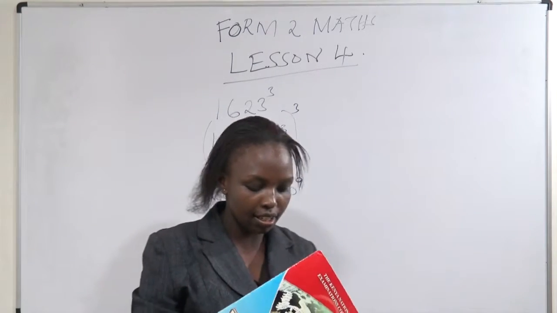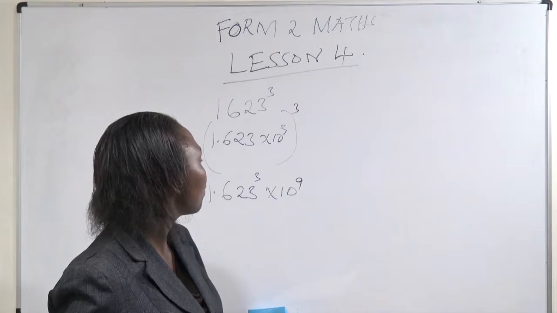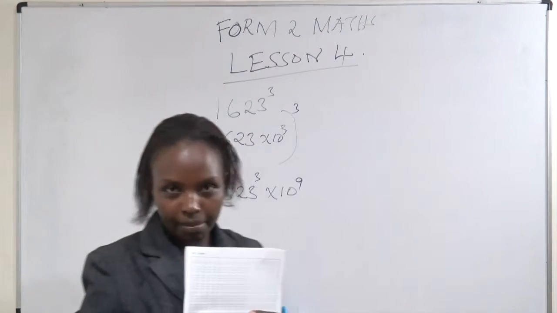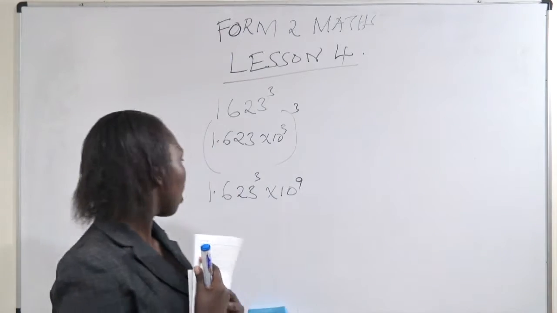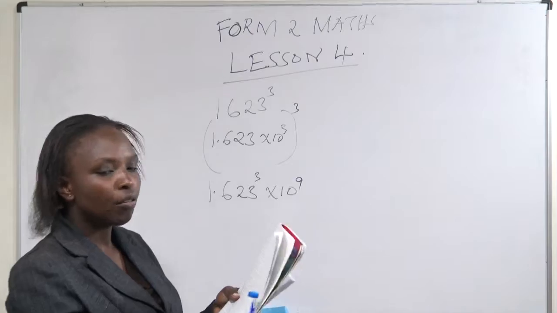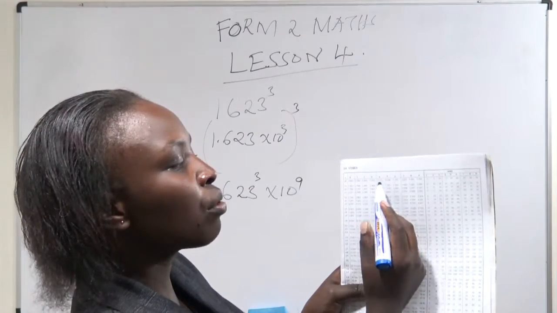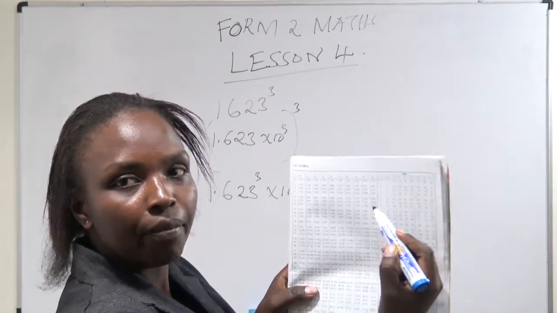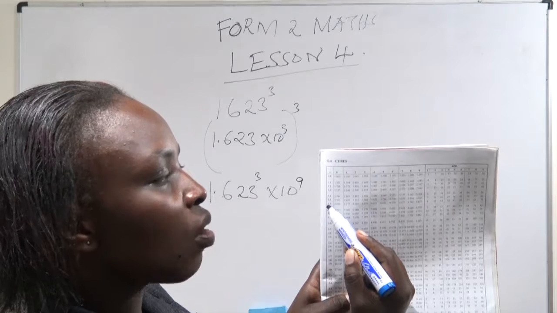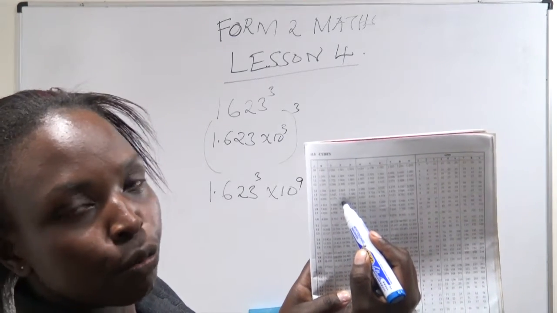And I told you, if you are using the Rate Test edition of the mathematical table, cubes are found on page 25. So we go to page 25 and we look for the cube of 1.623. On the x column, you go down up to where you have 1.6. What follows there is number 2. So from 1.6, you go across to where you have number 2 on the topmost row. You check the value corresponding to 1.6 from the x column and 2. And as you can see, that number is 4.252.